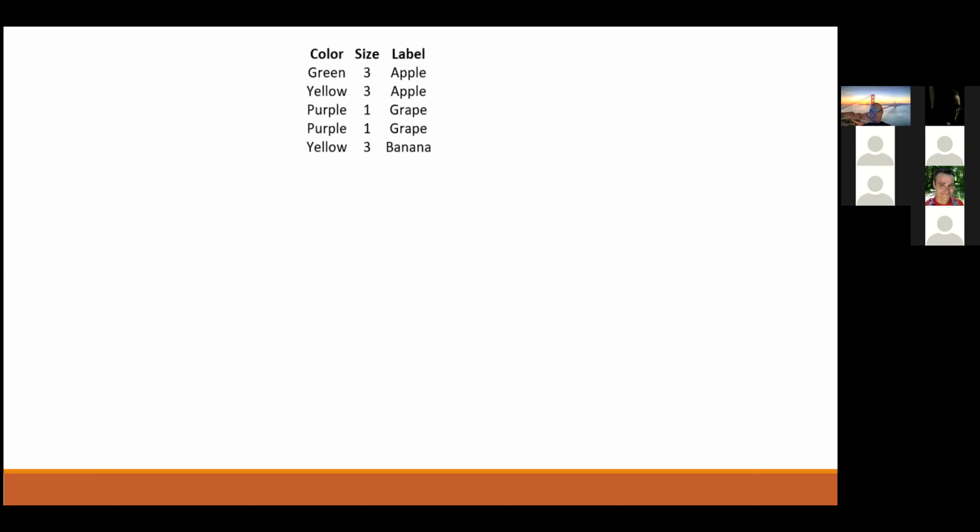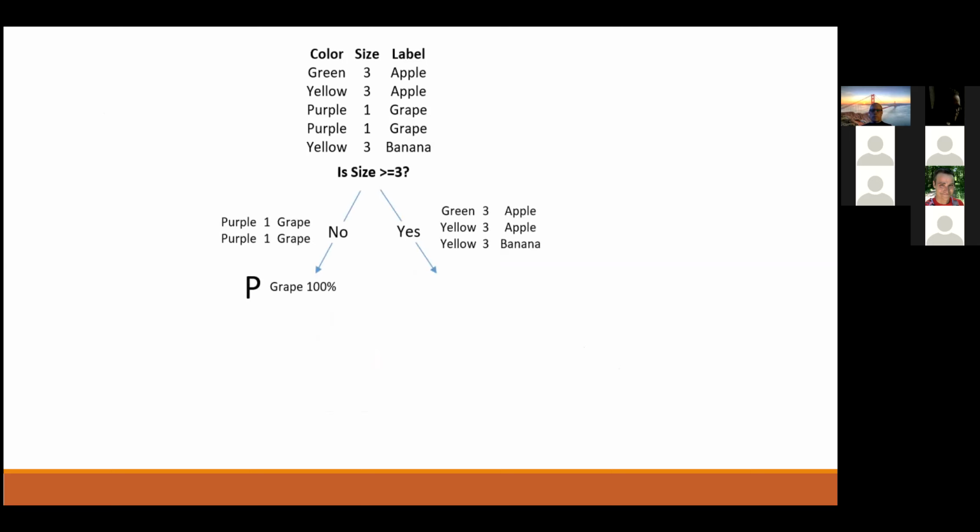So we've got a very simple data set here, and we've got two attributes, color and size, and then we have what the class is, an apple, a grape, or a banana. So we can look at that and figure out what question we want to ask. So we'll start with size. And we'll say, is size greater than or equal to 3? And if it isn't, just from our data, we know with 100% probability that we've got a grape. If it is, well, we don't know, so we have to dig a little bit further.